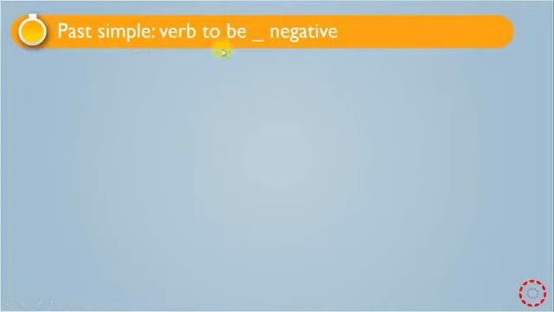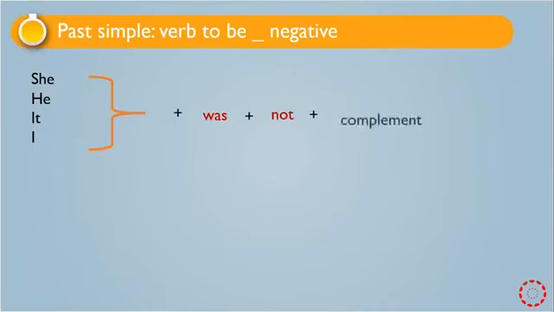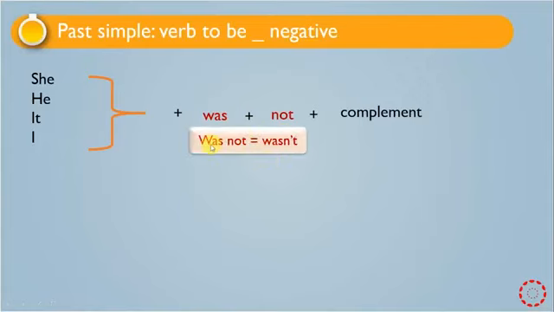Past simple verb to be in negative form. The subject is she, he, it, or I, plus was, plus not, plus complement. We use not after was to make the sentence negative. Or we can say wasn't. Instead of was not, we can say wasn't.